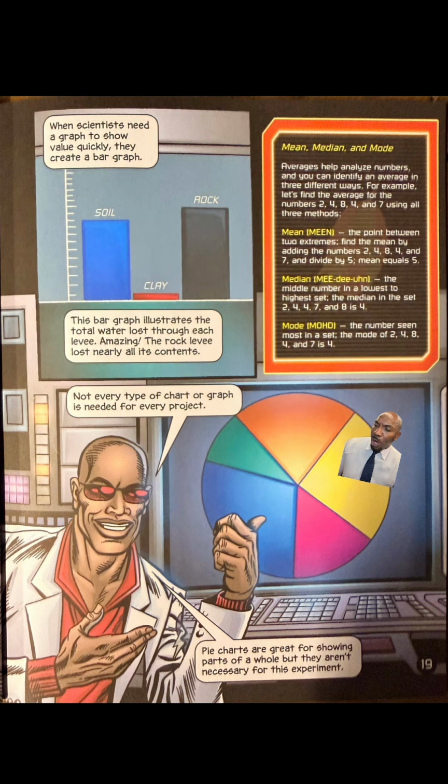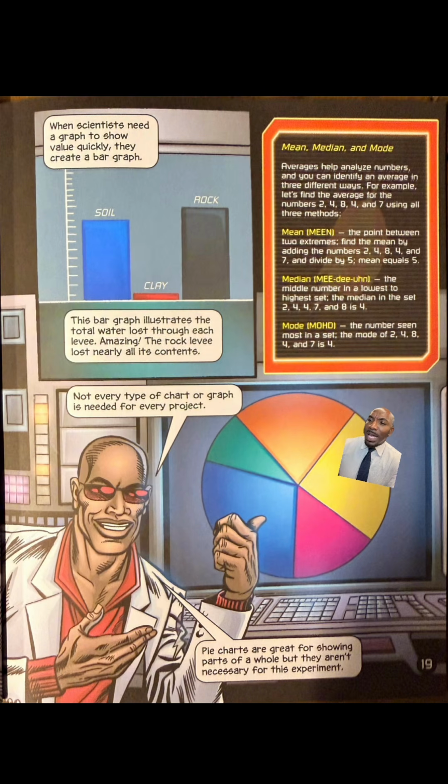Not every type of chart or graph is needed for every project. Pie charts are great for showing parts of a whole, but they aren't necessary for this experiment. Mean, median, and mode. Averages help analyze numbers, and you can identify an average in 3 different ways.